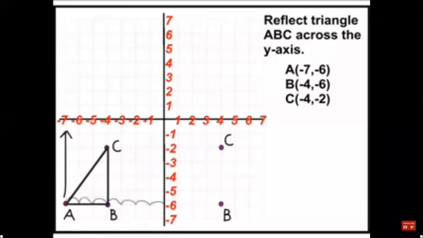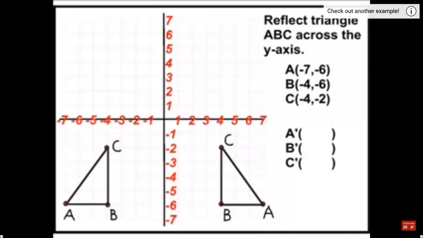Point A is located 7 units to the left of the y-axis. So let's simply move it 7 units to the right of the y-axis. And we have found the 3 new locations of points A, B, and C to reflect it across the y-axis. Now, let's write down the ordered pairs of the new points.